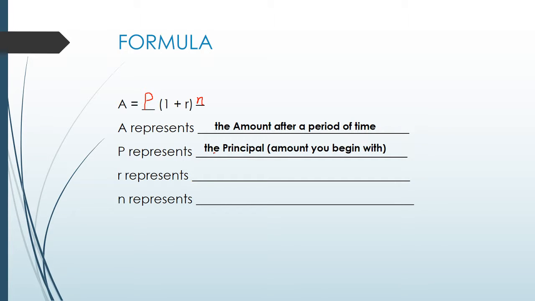P is the principal. It's how much you begin with, how much did you deposit, how much did you take out, etc. R represents the interest rate. Remember, you want to convert that percentage because that's what it's going to give you. Convert it into a decimal. And N represents the number of years.